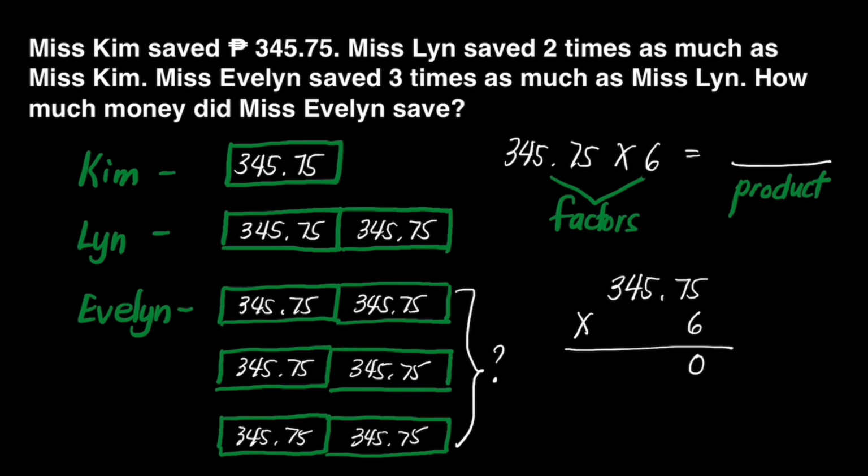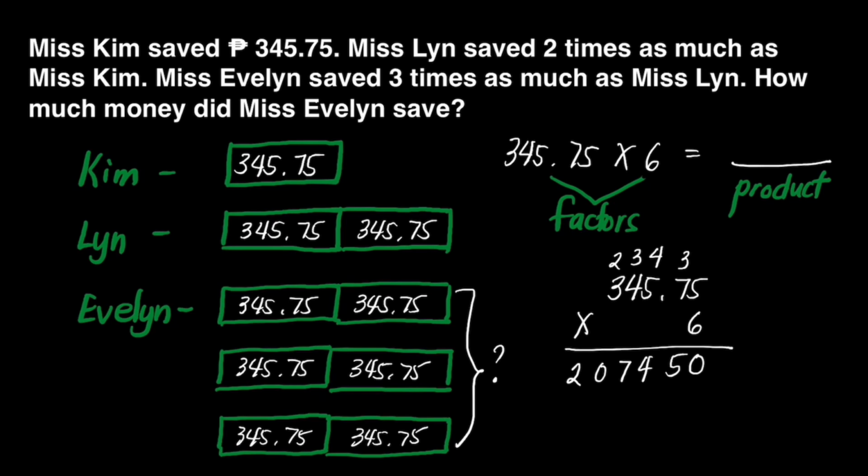6 times 5 is equal to 30, carry 3 at the top of 7. 6 times 7 is equal to 42, plus 3 is 45, carry 4 at the top of 5. 6 times 5 is equal to 30, plus 4 is 34, carry 3 at the top of 4. 6 times 4 is equal to 24, plus 3 is 27, carry 2 at the top of 3. 6 times 3 is equal to 18, plus 2 is equal to 20.